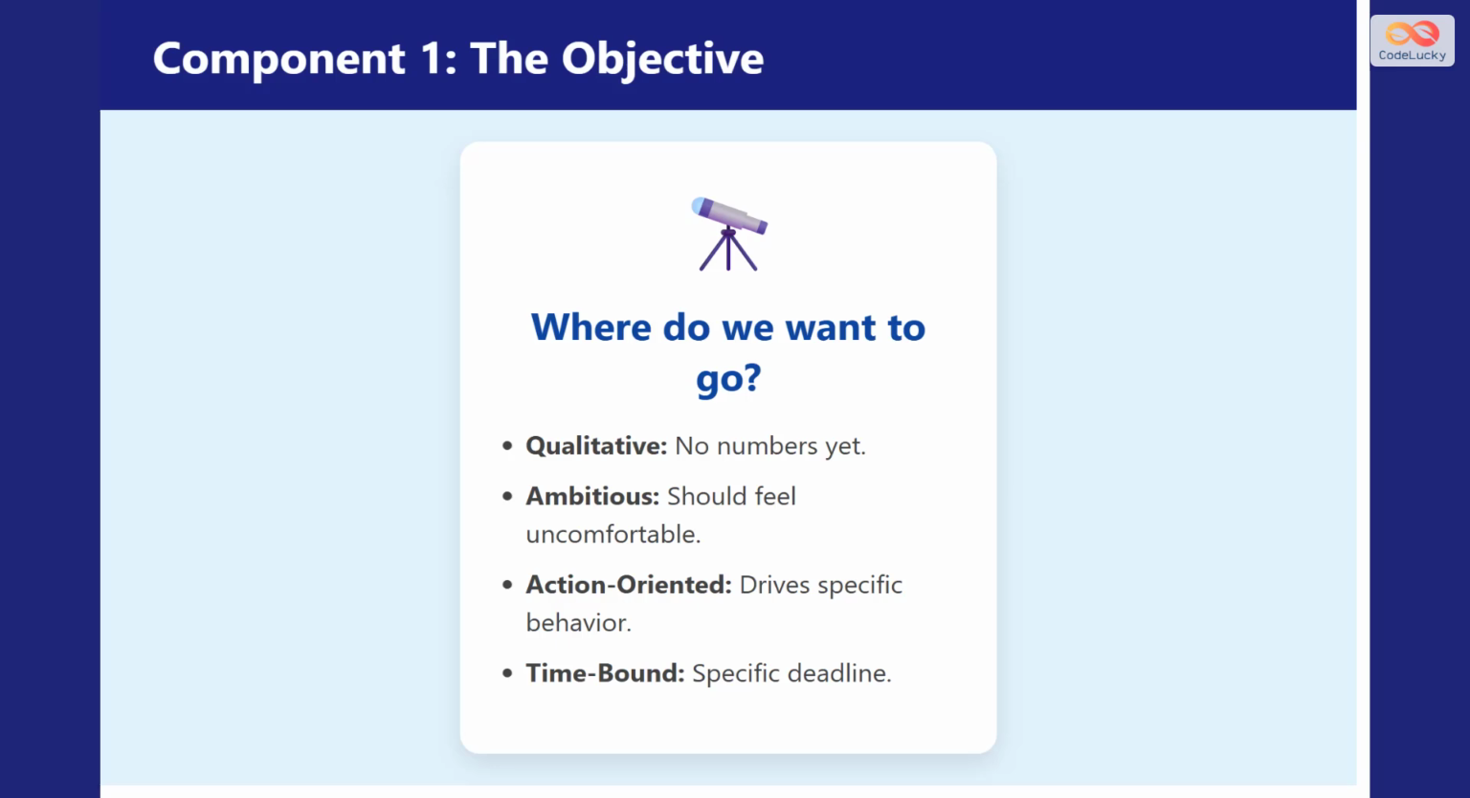Let us break it down. The O stands for objective. This is the answer to the question, where do we want to go? An objective is qualitative, meaning it does not need numbers yet. It should be ambitious, action-oriented, and bound by a specific timeframe.